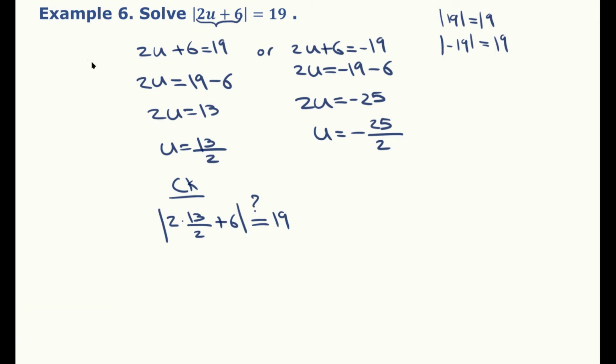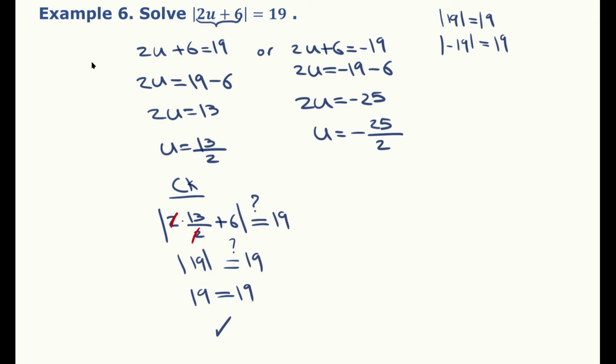So let's go ahead and simplify. We realize we can get rid of those, right? So we want to know if the absolute value of 13 plus 6, which is 19, equals 19. Now the absolute value of 19 is indeed 19, so we end up with 19 equals 19, the identity we were hoping for. So it checks out. That one is a solution.